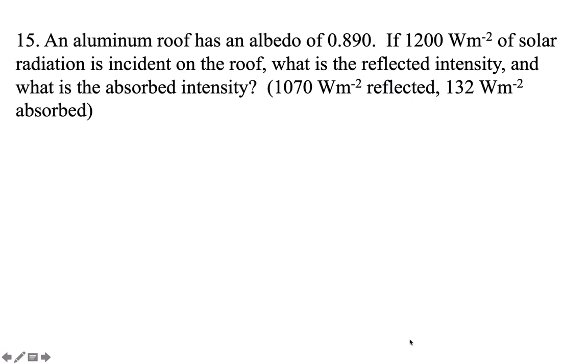All right, an aluminium roof has an albedo of 0.89, which means it's reflective. Like 1 would be a mirror, a total reflector, reflects everything, right? Okay, so 0.89 is the amount reflected. So aluminum, makes sense, right?